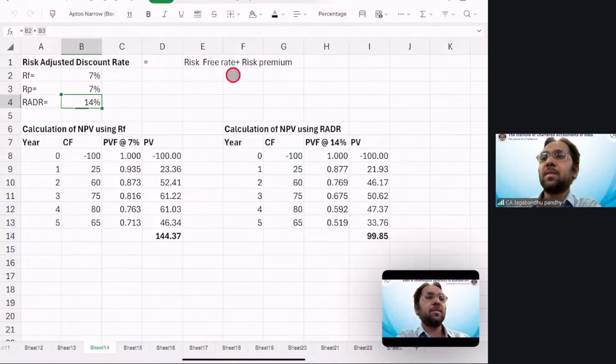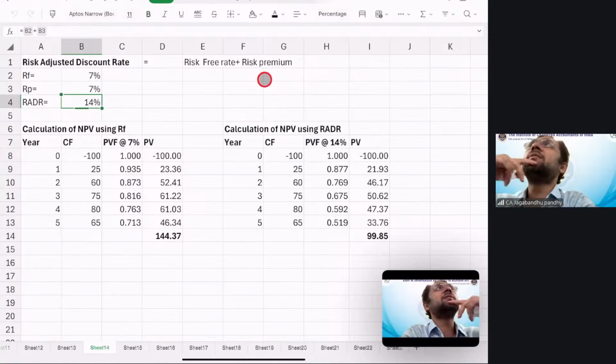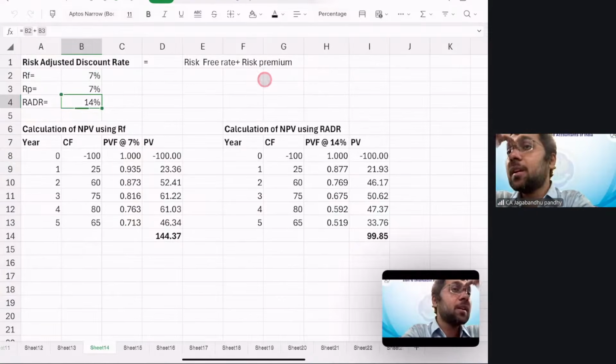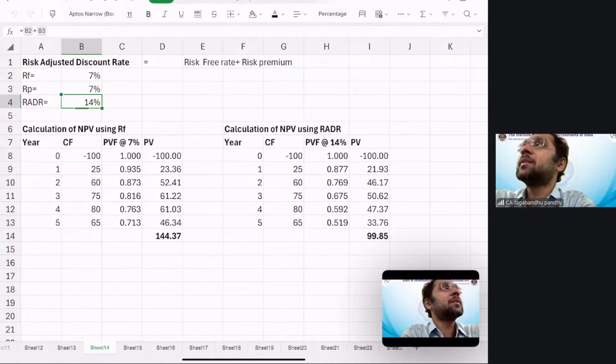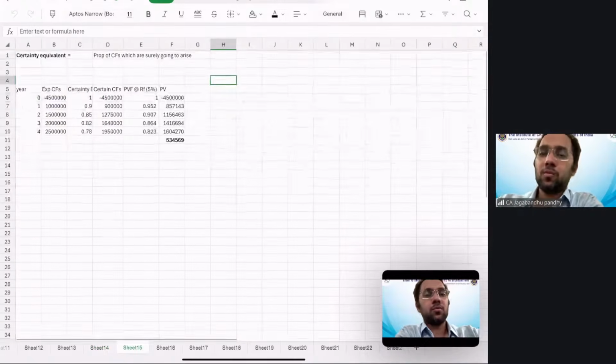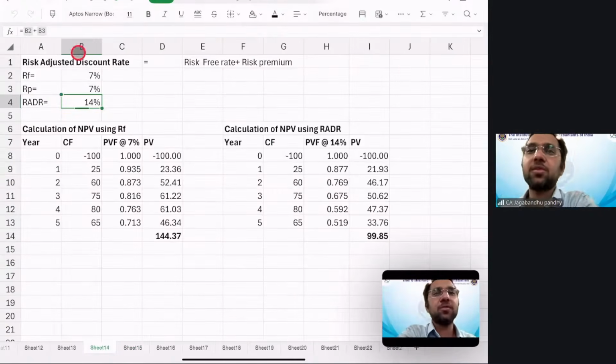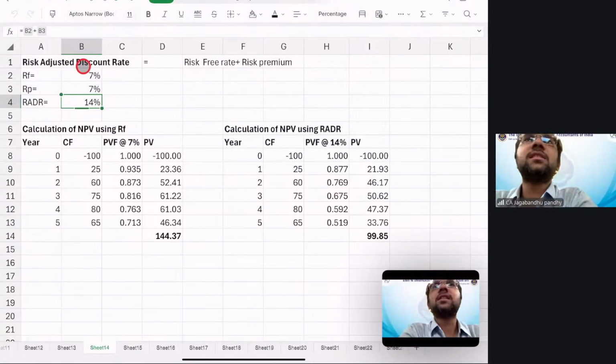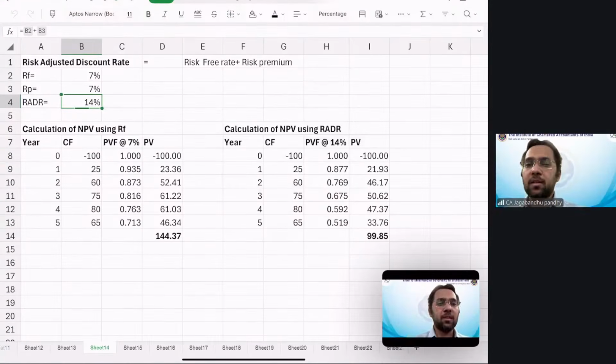Now, of course, this risk premium aspect is also going to be covered in the topic of portfolio management, in which we'll be looking at various types of risk based on standard deviation, based on beta, based on aversion of investor. So all those aspects are going to be covered there. Now, we know that risky cash flows need to be discounted at risk-adjusted discount rate.